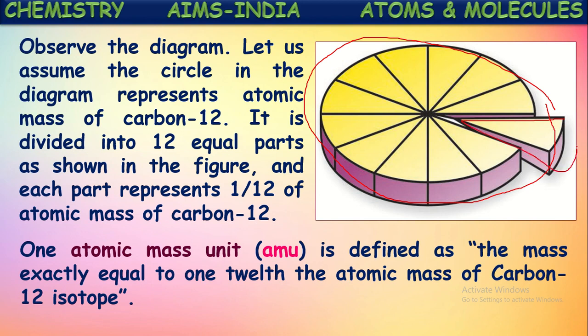This one part of the atomic mass of carbon is considered as the standard unit of mass to compare the atomic masses of the remaining elements. This is noted as the atomic mass unit, now simply called AMU. It is defined as the mass exactly equal to 1/12 the atomic mass of the carbon-12 isotope. By taking this AMU as a standard, they have tried to estimate the atomic masses of the remaining elements.